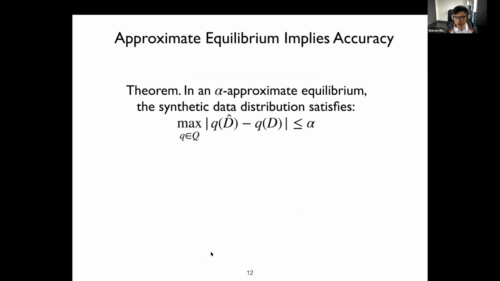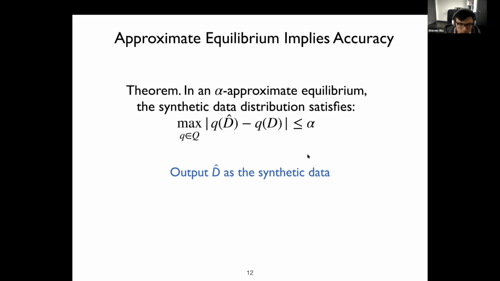So in the zero-sum game I just defined, if you look at any alpha-approximate equilibrium and look at what the data player is playing within the equilibrium, one can show that the max error is no more than alpha. If you choose the worst query for d hat, the error is no more than alpha. This is just a simple proof using the basic property of min-max equilibrium. What's nice is that once you reach such an equilibrium, you can just release the distribution as your synthetic data. Your d hat just becomes the synthetic data you would like to release.